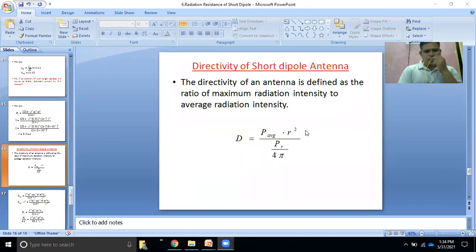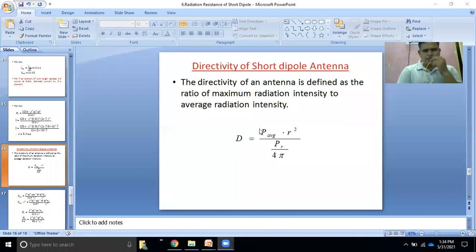How do we get the maximum radiation intensity? This is nothing but the average power, or power density, multiplied by r square. We already know this. If you have any doubt, please go back and refer to that topic. Here D equals the maximum radiation intensity divided by the average radiation intensity.